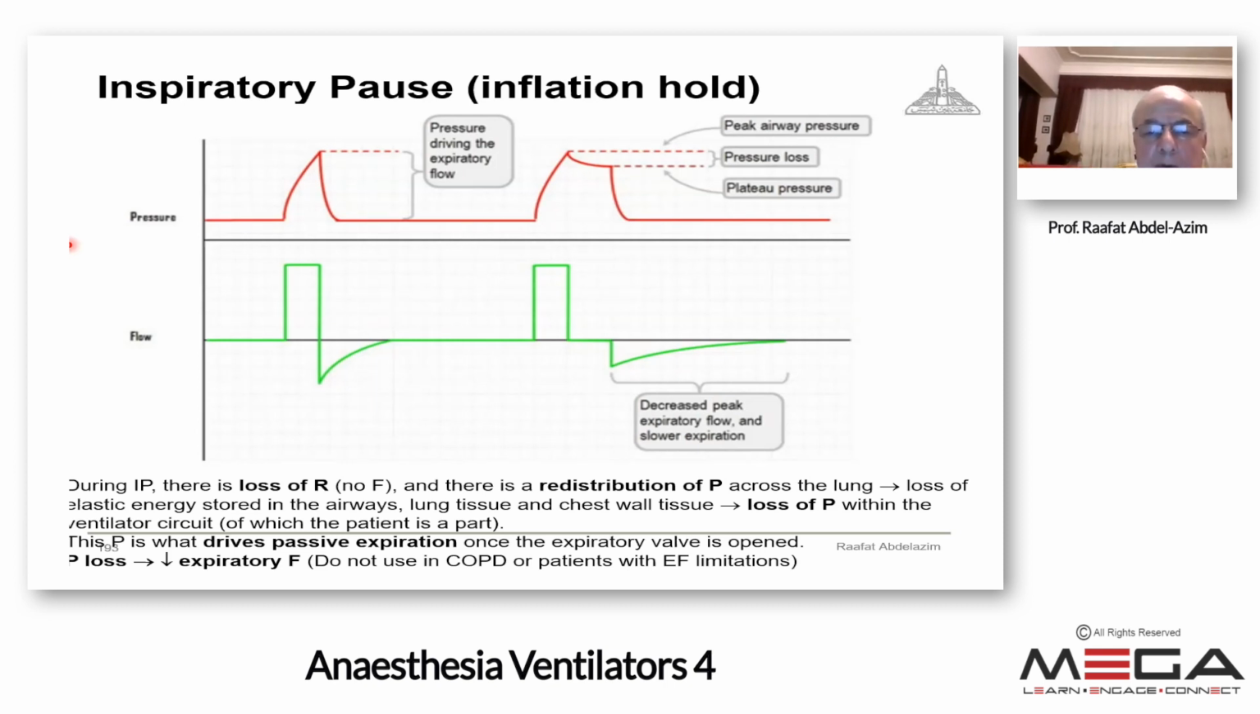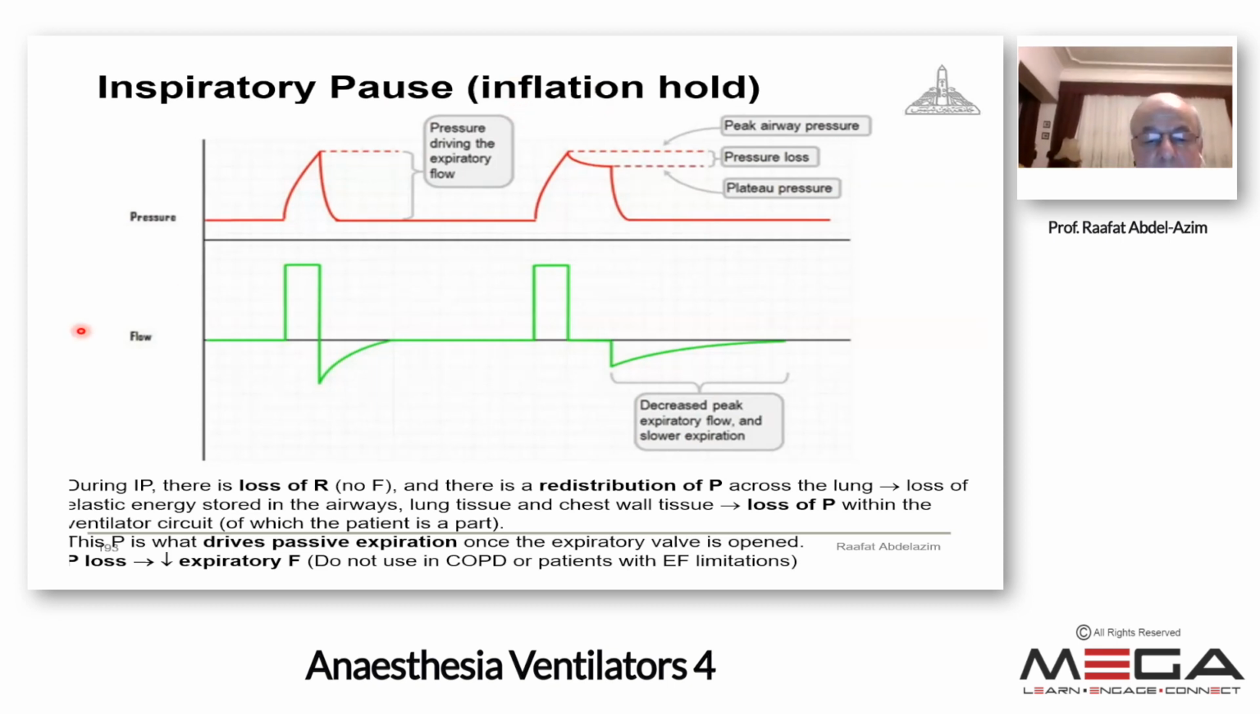The more help will be applied through application of PEEP, through application of inverse ratio ventilation, and through application of inspiratory pause. Inspiratory pause means we'll keep the lungs inflated for a longer time. Instead of having the curve like that at the end of inspiration and then expiration, we will have some more time of having the lung inflated. So it is inspiratory pause or inflation hold.